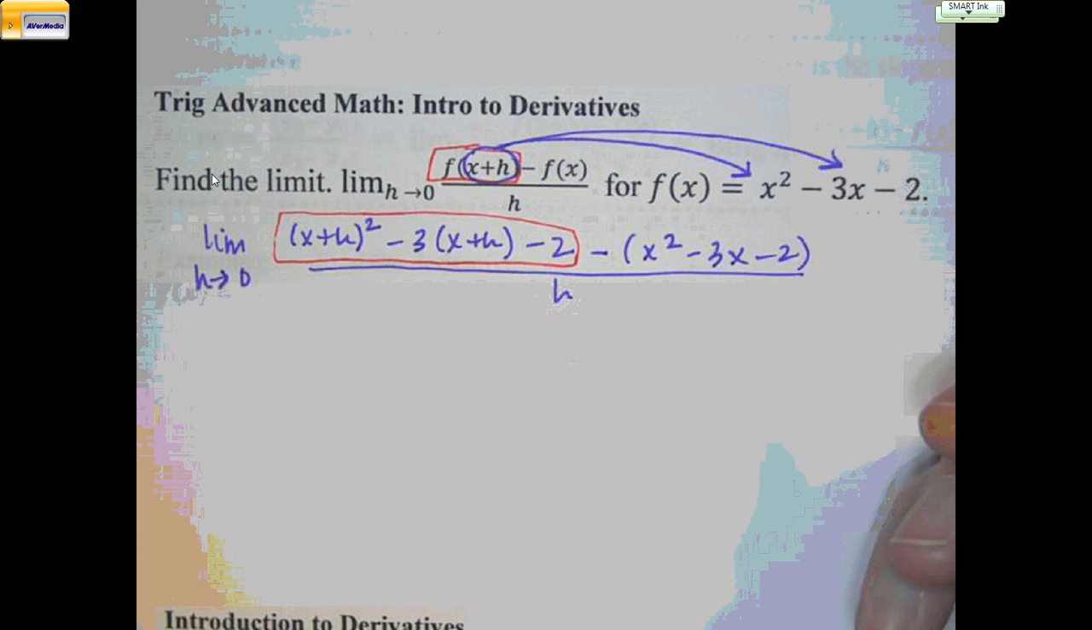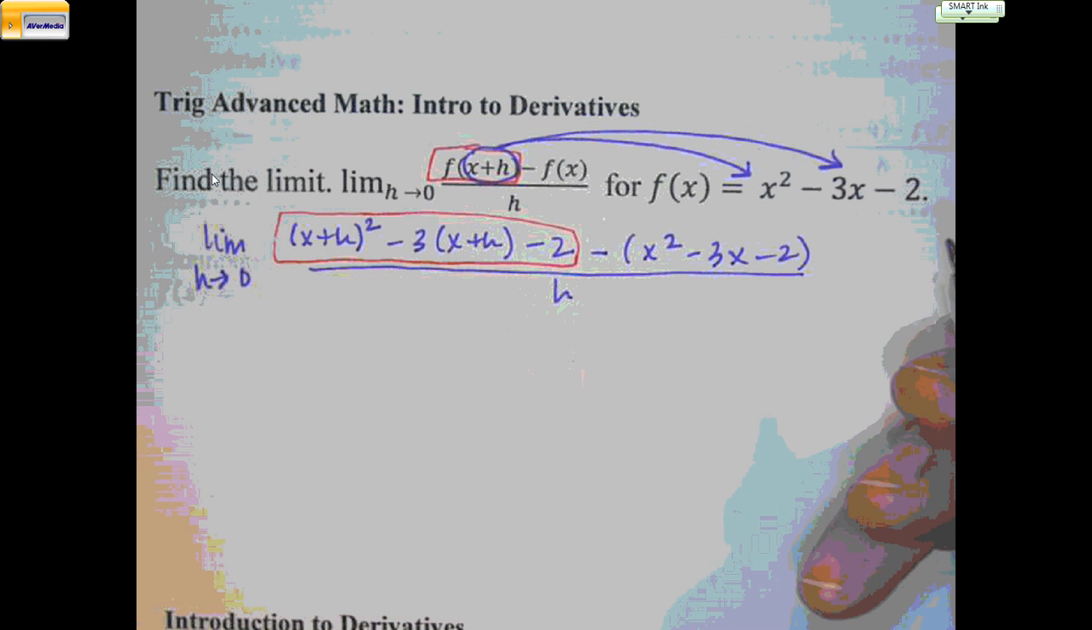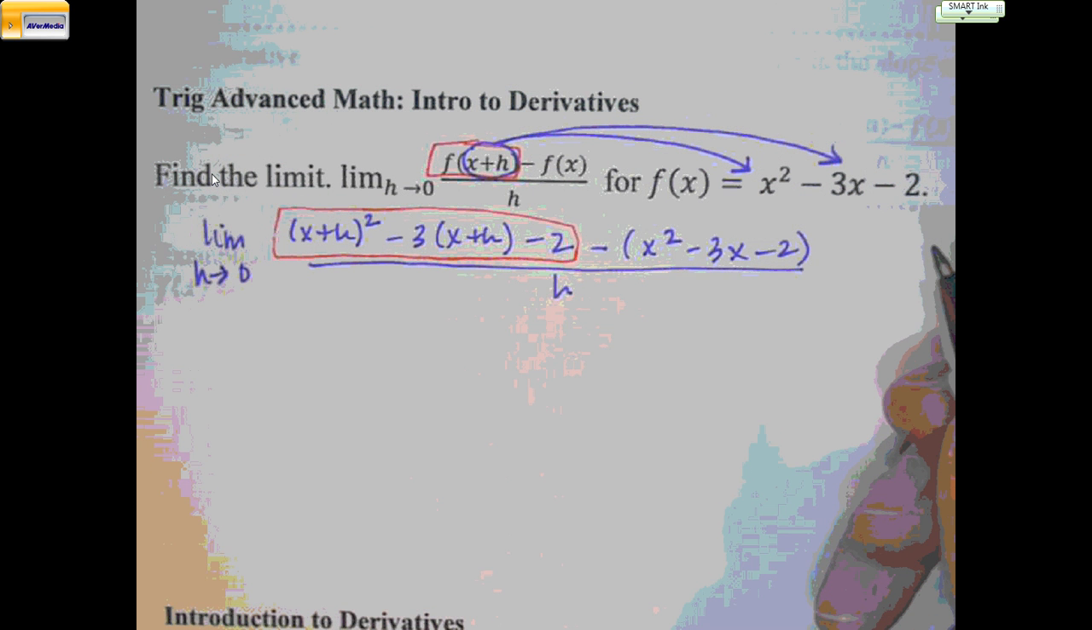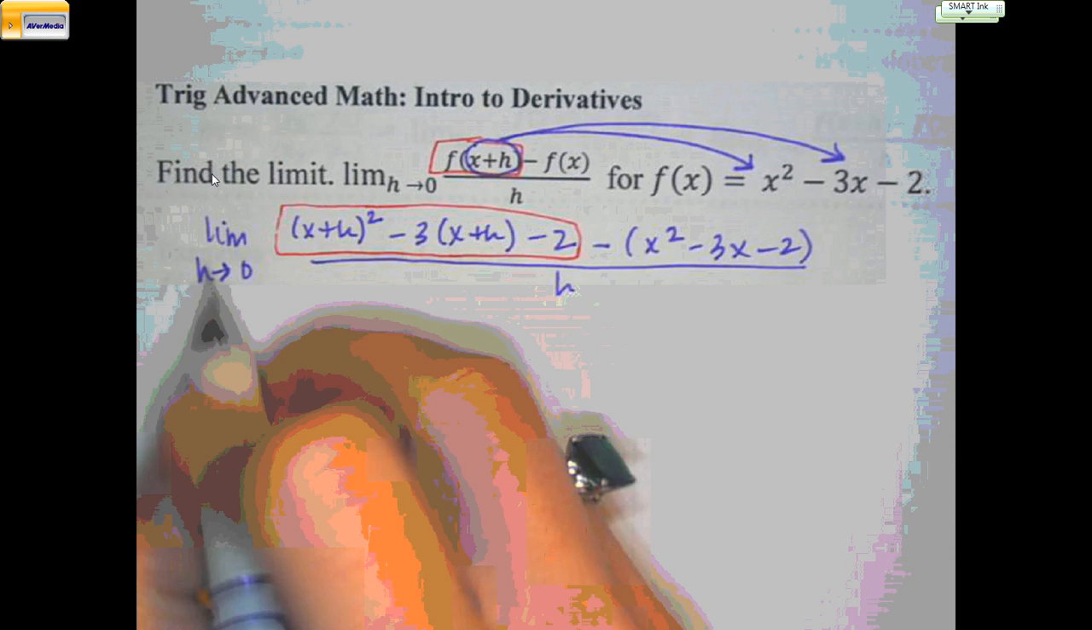Are there any questions with how to set that up? Because you're going to have to do that about 100 times. Not really, but you're going to have to do a bunch today on your assignment. Everybody okay? And then we just do some Algebra 1 to simplify the whole thing down.